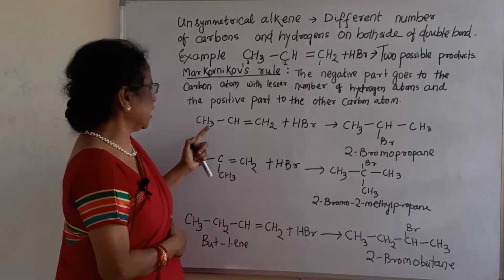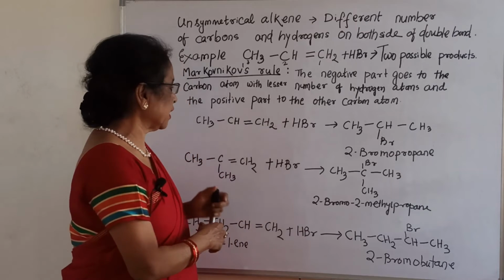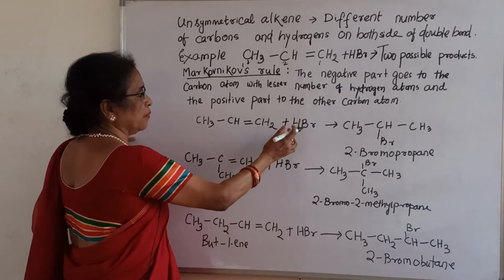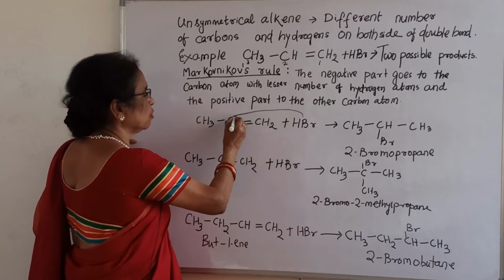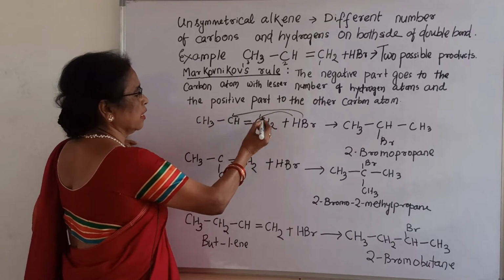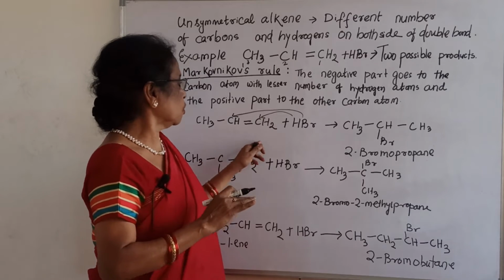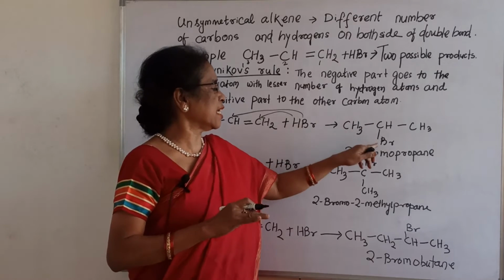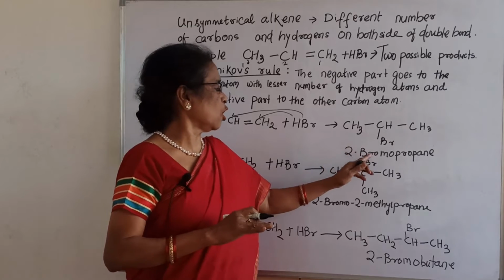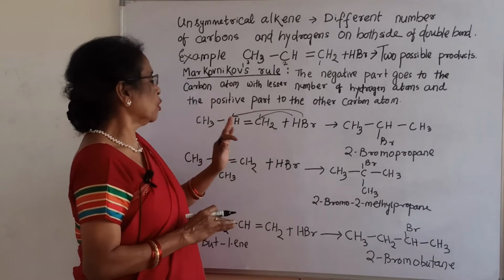Now for an example, this is propene plus HBr. Then what is the product? Where will Br go? Br comes here and the hydrogen goes to the other carbon. That is Markovnikov's rule. So the product is CH3, CHBr, CH3. That is called 2-bromopropane.